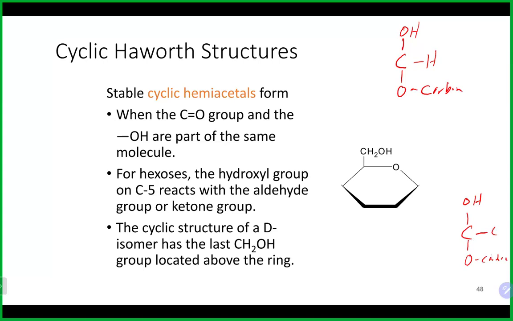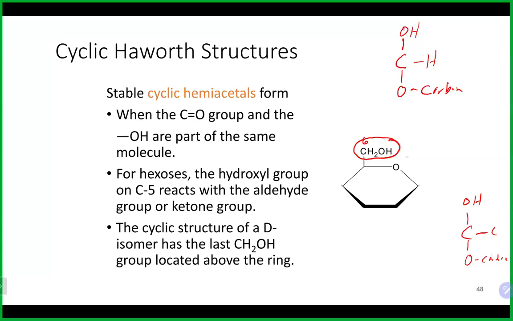So when these come together in this cyclic structure, they make cyclic hemiacetals, and the carbon oxygen group and the OH group are part of the same molecule. For hexoses, it is the OH group at carbon number 5 that reacts with the aldehyde group or the ketone group. In the cyclic structure of the D isomer, the last CH2OH always ends up above the ring. So this is, for example, that last carbon, carbon number 6.